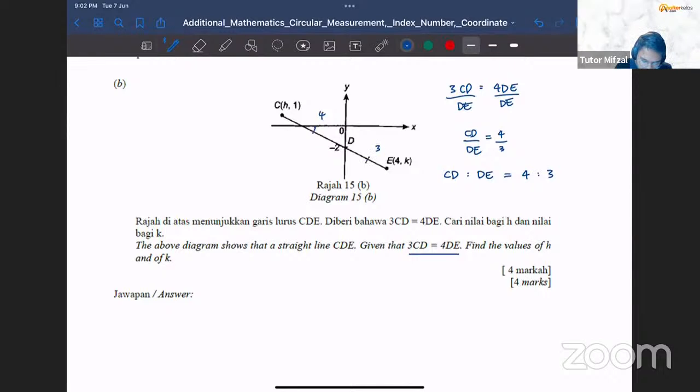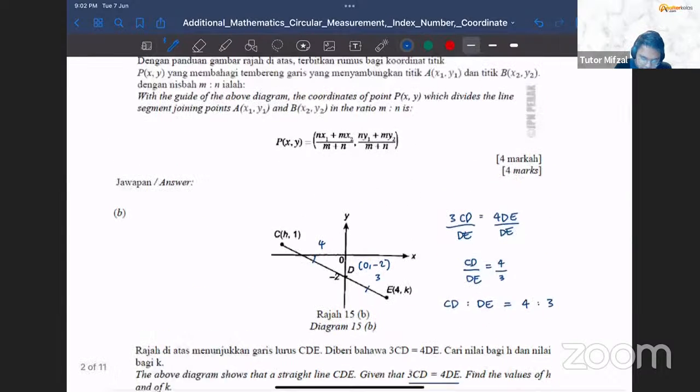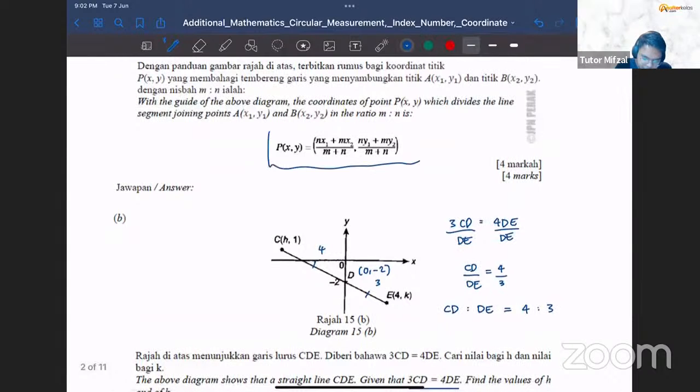Okay. Now they ask us to find the value of h and of k. So you know that D is (0, -2). Betul tak? D is equivalent to (0, -2) because you can read from the diagram. So apa yang you boleh buat sekarang ni is you can apply this formula over here. Okay, this is the function of the formula lah. The formula ni, teacher panggil dia sebagai the butterfly formula or the butterfly method.